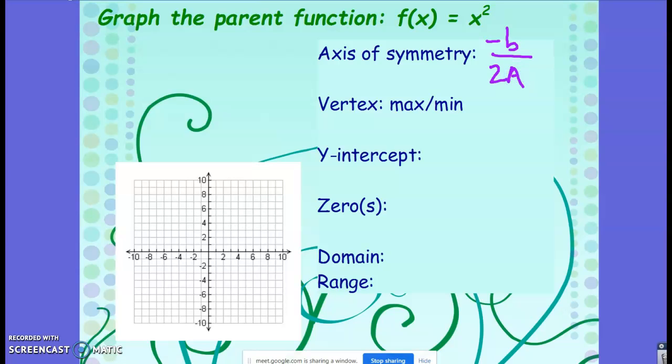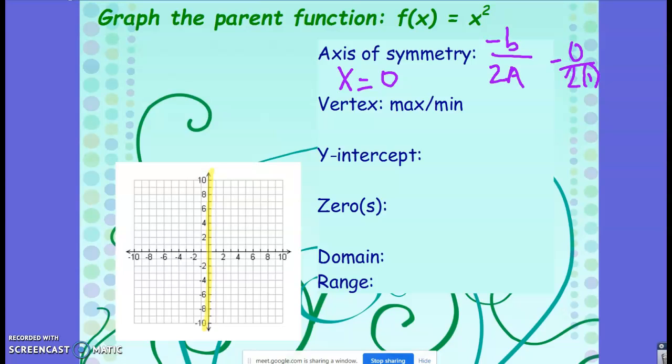Okay, so what is our b value right here? We don't have one. So it's going to be the opposite of 0 divided by 2 times 1. Well, we know 0 divided by anything is going to be 0. So our axis of symmetry is x equals 0. And I am going to do my best with my finger to draw a straight vertical line on our graph. So there's our axis of symmetry.